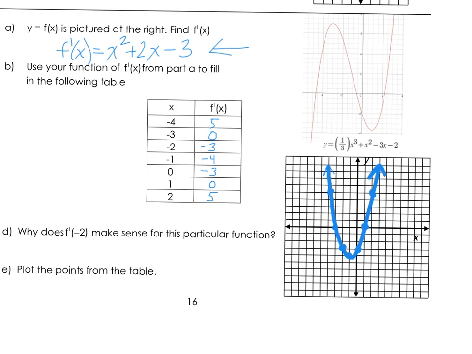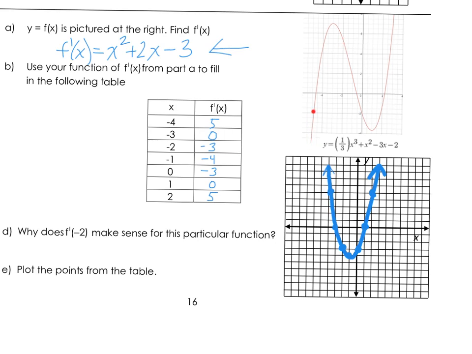Now, the next question says, why does f prime of negative 2 make sense for this particular function? So for f prime of negative 2, they have negative 3, what we got. So if I go over to the function and I look at where negative 2 is, it's right there. Why does a negative derivative make sense? Because if I were to draw in a tangent line right there where you see the dot, it would have a negative slope.